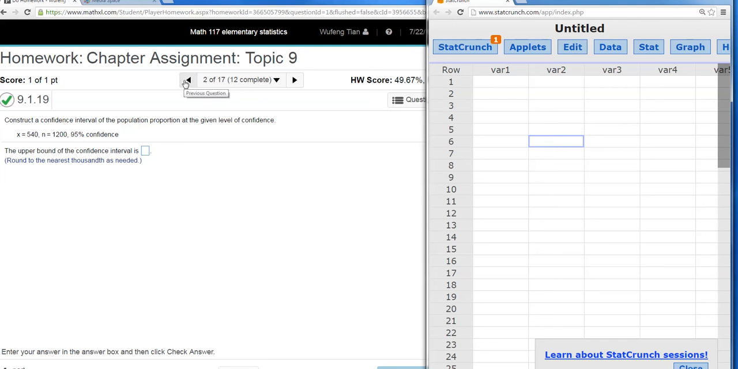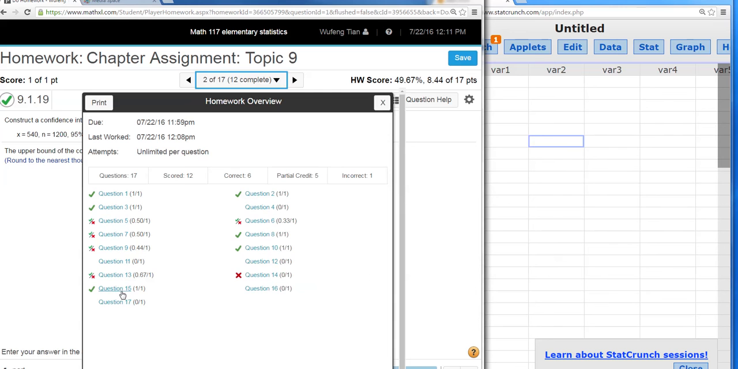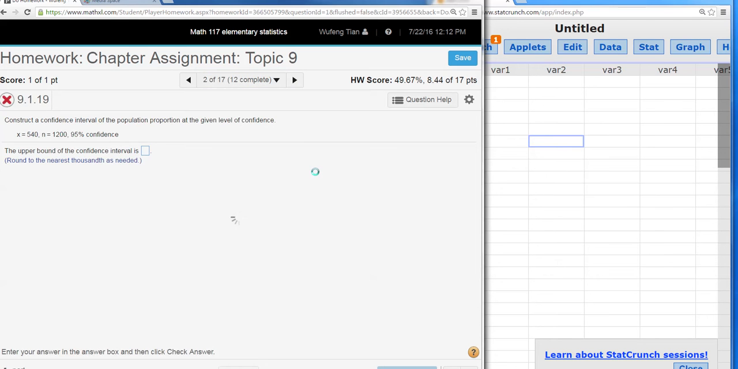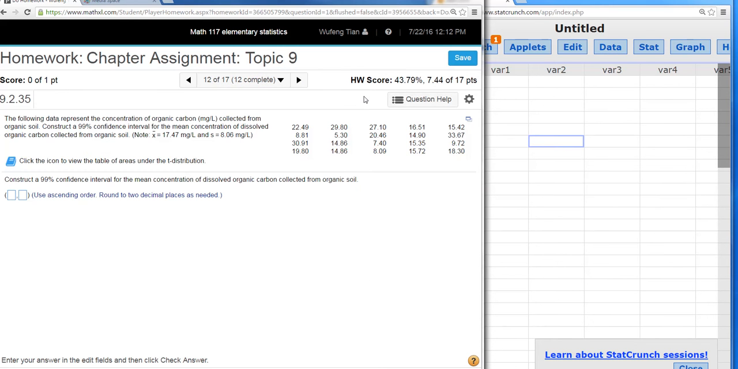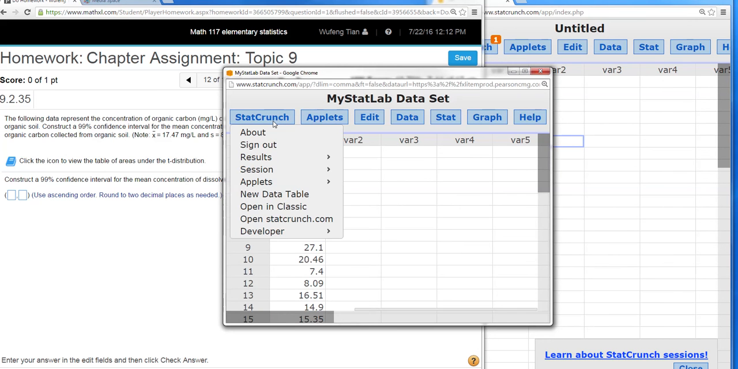So the first problem, you can watch my previous video. From the second one, you can use StatCrunch. You open StatCrunch.com and then just open a new table like this one. You can Google it if you don't know how to open one. For problem 2, you just open StatCrunch, open this data, and then you click new data table. It'll give you a new table just like this one.